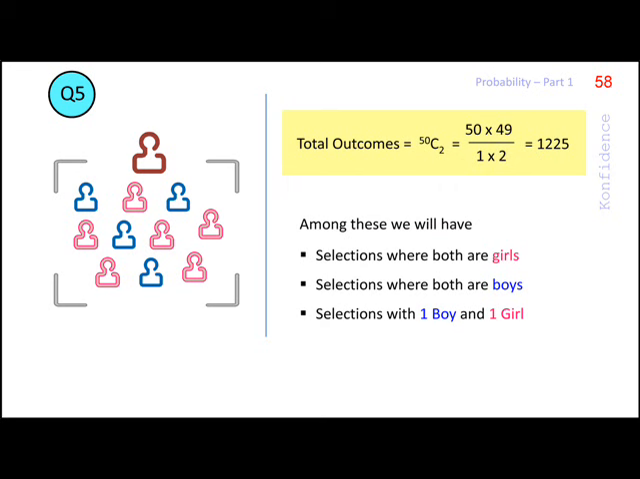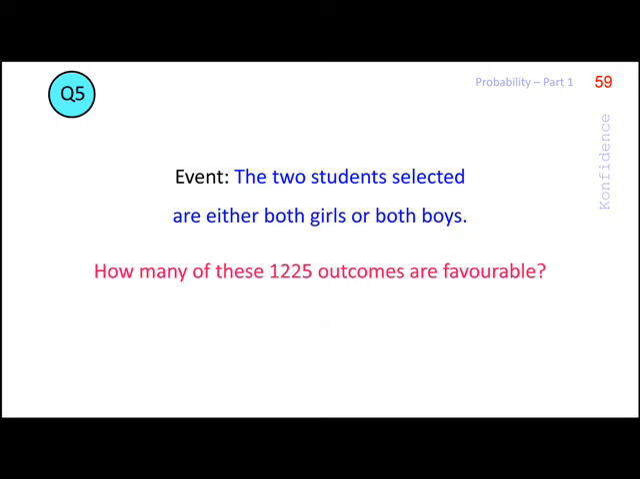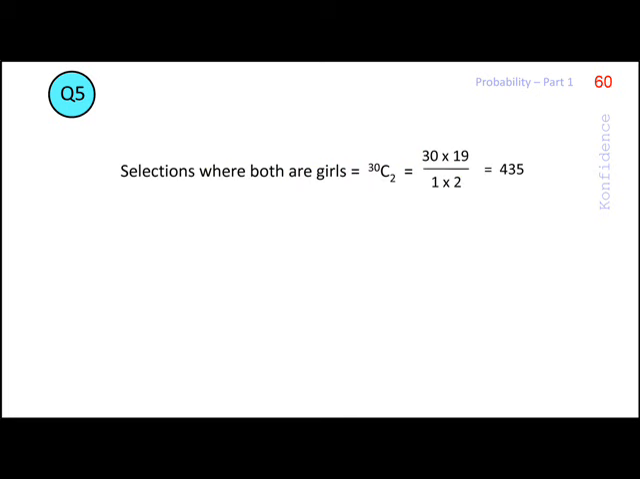Among these 1225 different possibilities, we will have selections in which both the students are boys, selections in which both the students are girls, and selections in which it is one boy and one girl. In this question, we are to find the probability that the chosen students are either both girls or both boys. Let us now find out the number of favorable outcomes among the 1225 possibilities.